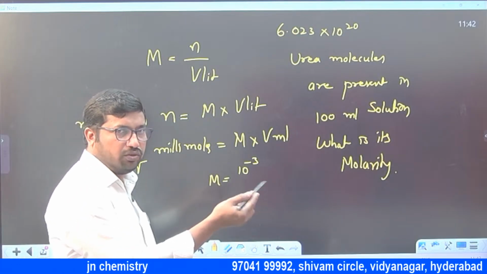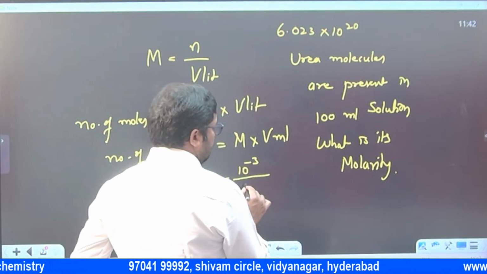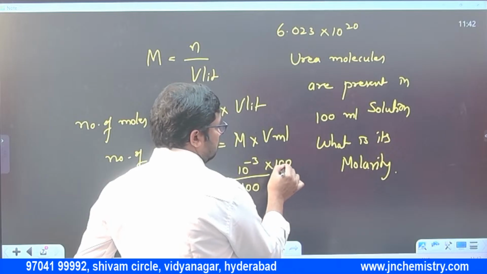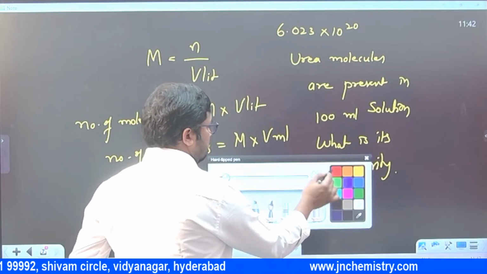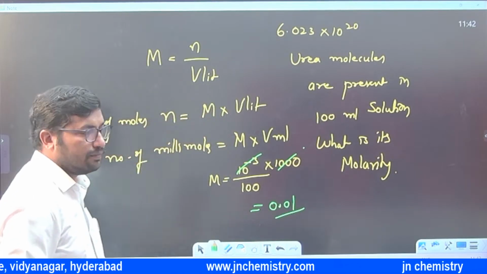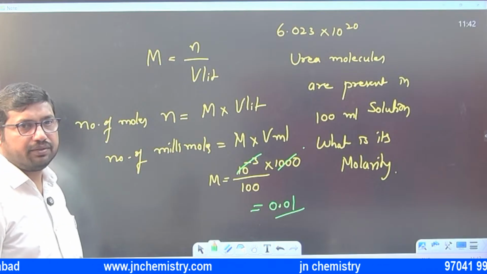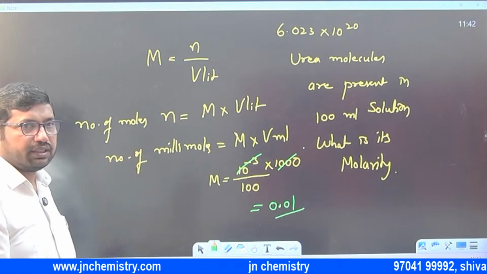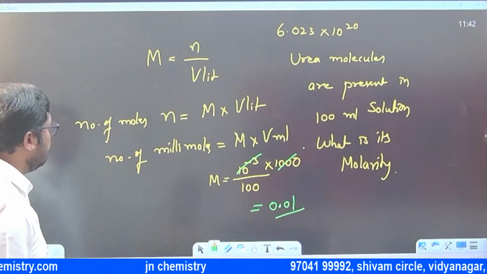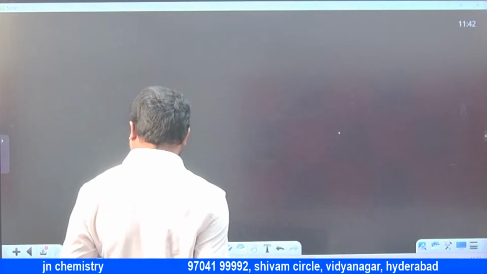How many moles like that? 10 to the power of -3 by 100 into 1000. This will cancel. 0.01. So 0.02 or something. That is not a mistake, that is important. There will be 0.02 in the option, and we put it seeing it. Right? So like this we will do molarity questions.